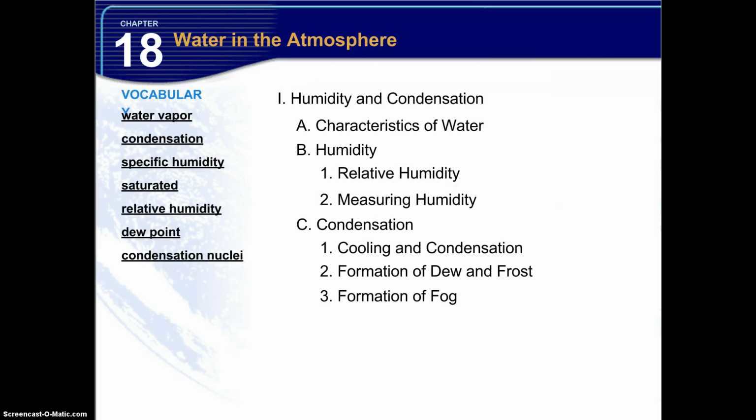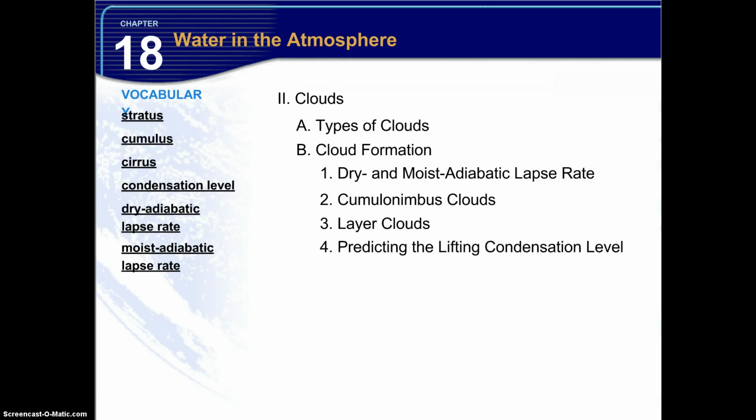Now we're done with chapter 18. I'd like to show you the outline just to make sure that you can go back and add to your notes if you missed anything. So we talked about in the first section humidity and condensation. We started off with characteristics of water, humidity, relative humidity, and then how to measure it. Condensation, cooling and condensation, forming of dew and frost, and the formation of fog. Clouds, different types, cloud formation, both lapse rates, the different types of cumulonimbus formation, how layered clouds form, and then predicting the lifting condensation level.